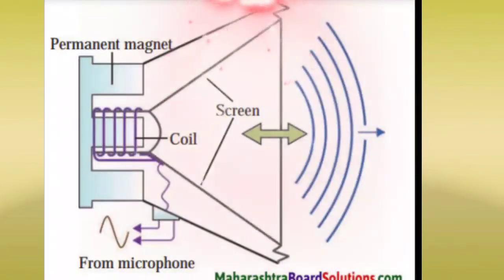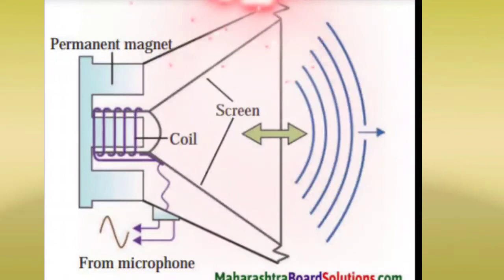You must have seen that if two magnets are brought near each other, they move depending on their position. In the same way, here, depending on the magnetic field created, the coil moves back and forth. The frequency and amplitude of the movement of the coil depend on the variation in the current flowing through the coil. As the coil moves, the conical screen of the loudspeaker, which is attached to the coil, also moves back and forth.